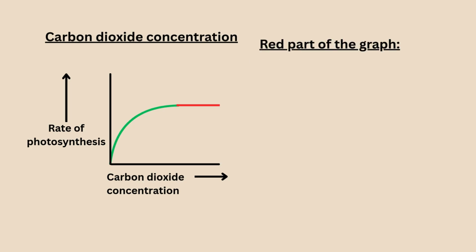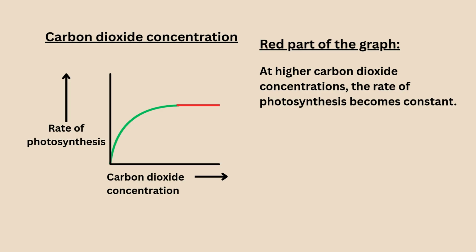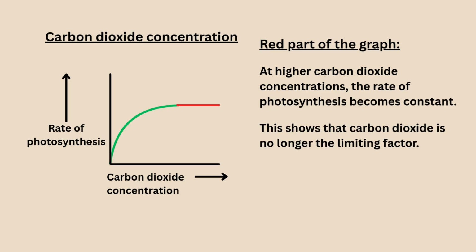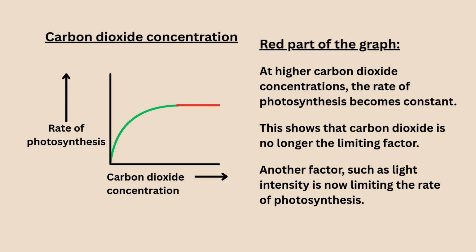In the red part of the graph, at higher carbon dioxide concentrations, the rate of photosynthesis becomes constant. This shows that carbon dioxide is no longer the limiting factor. Another factor, such as light intensity, is now limiting the rate of photosynthesis.